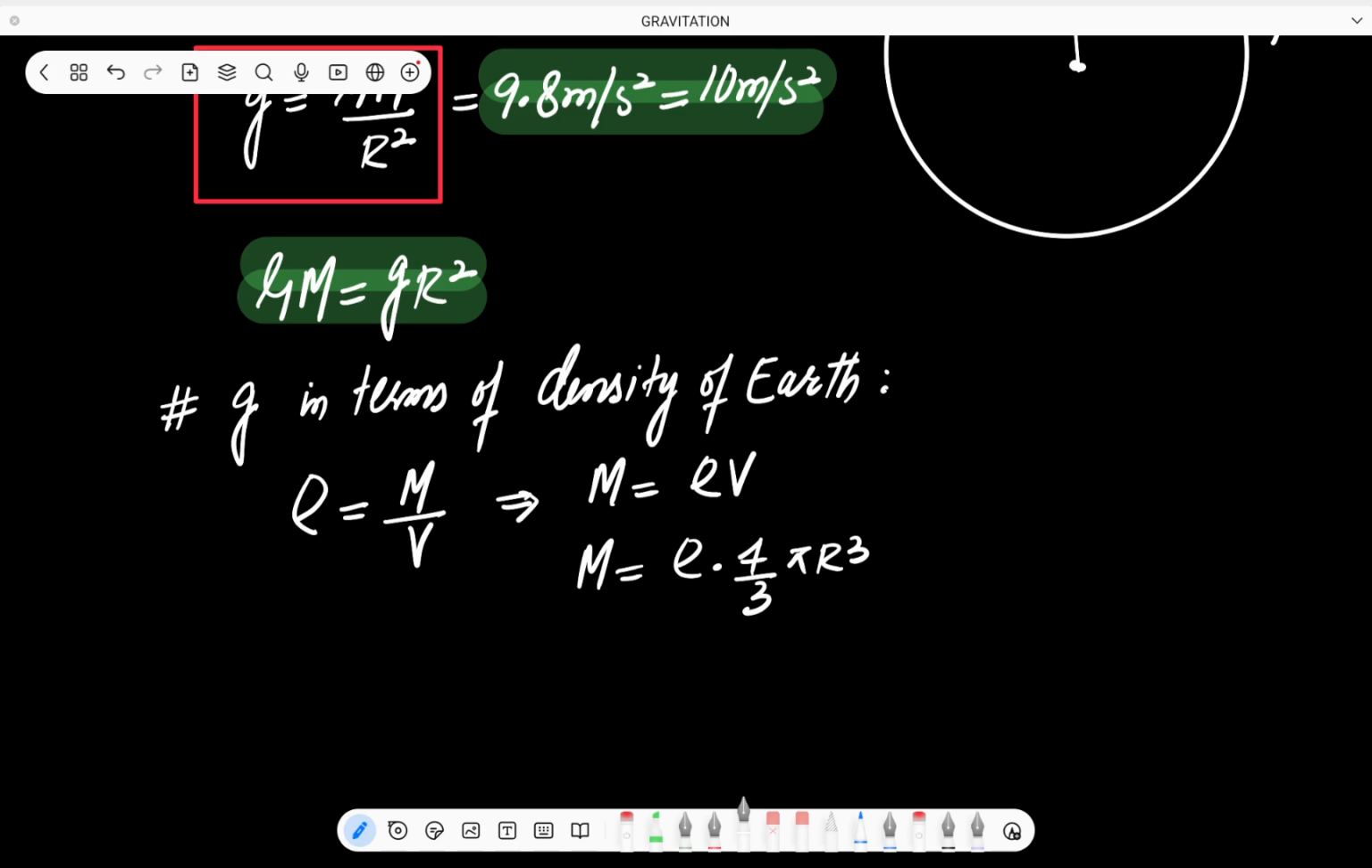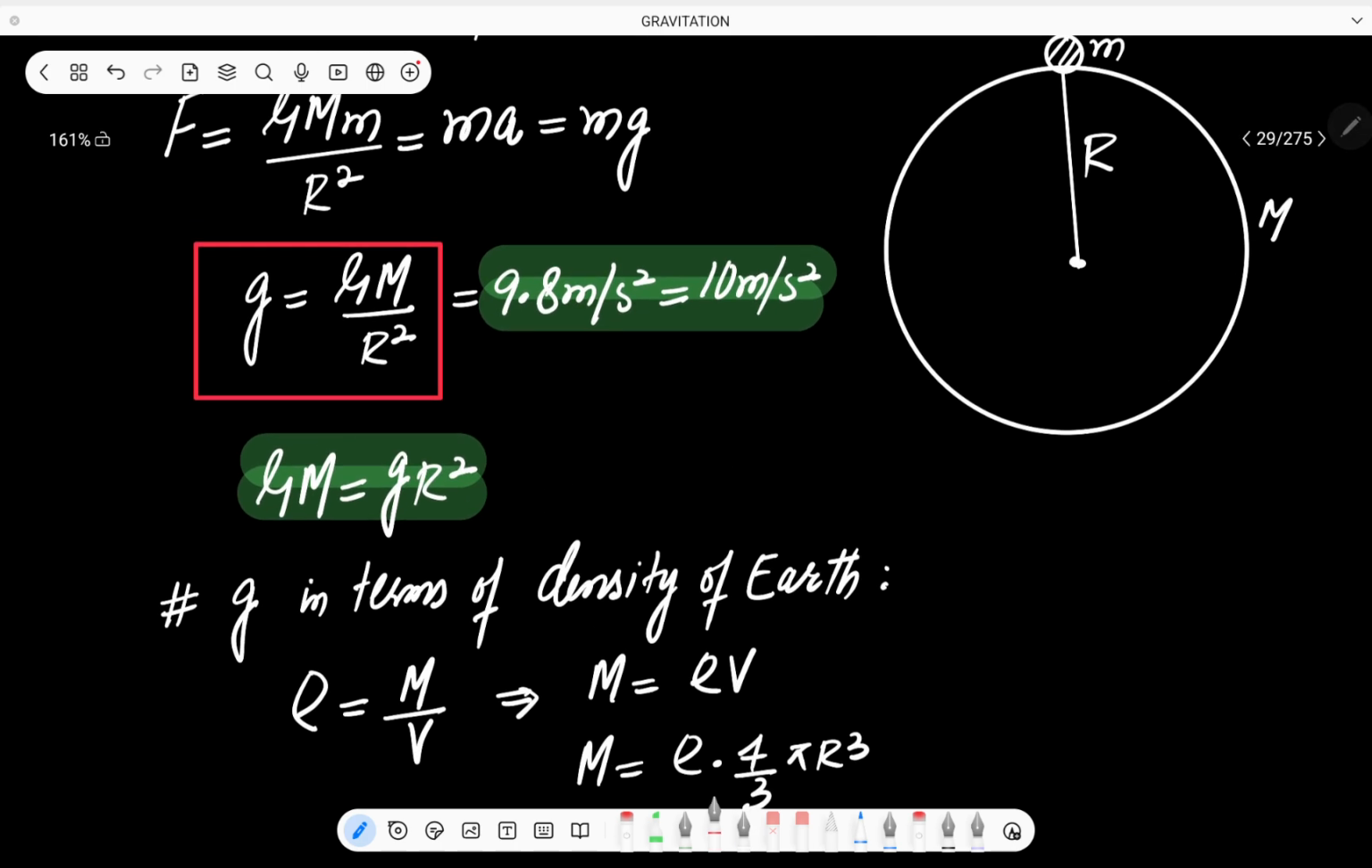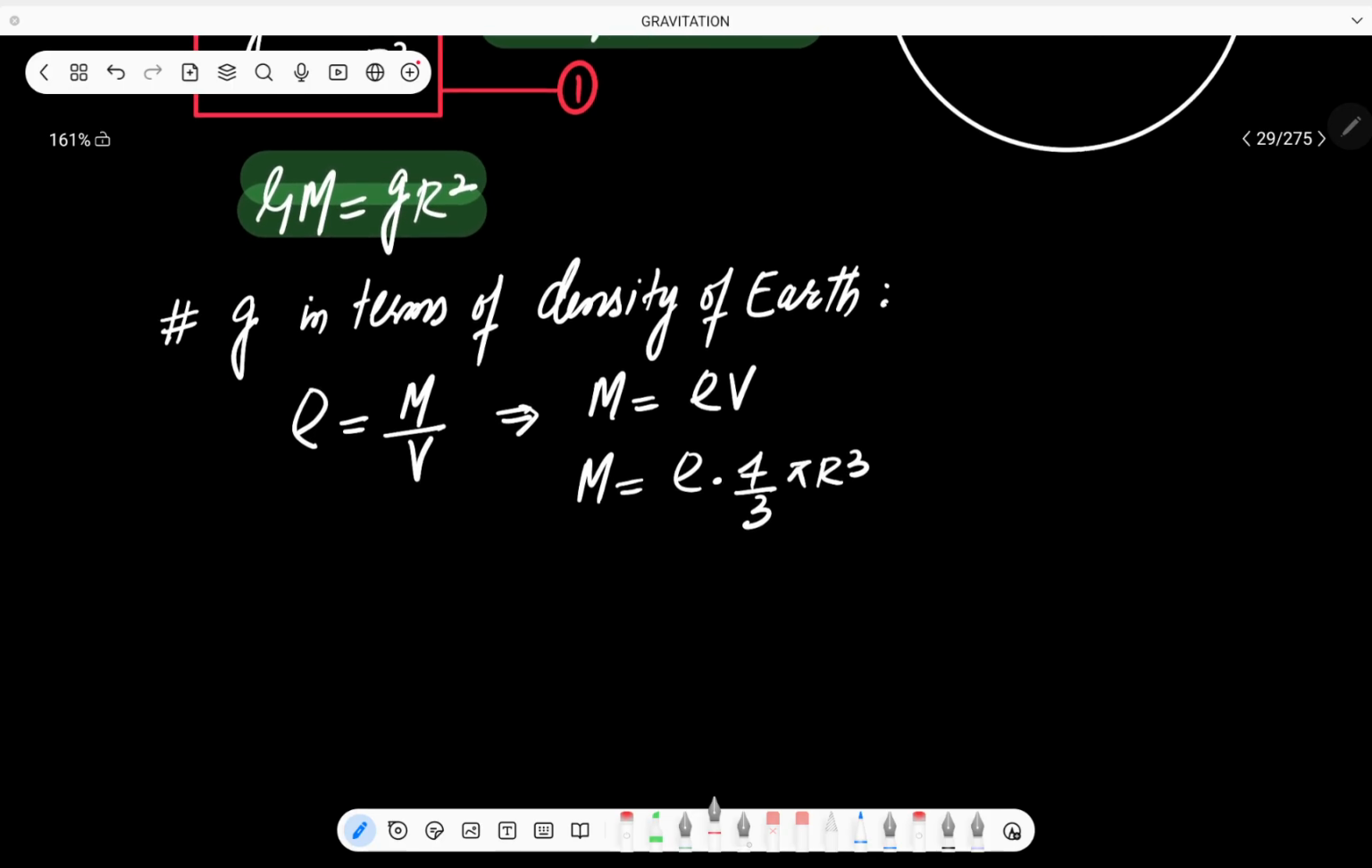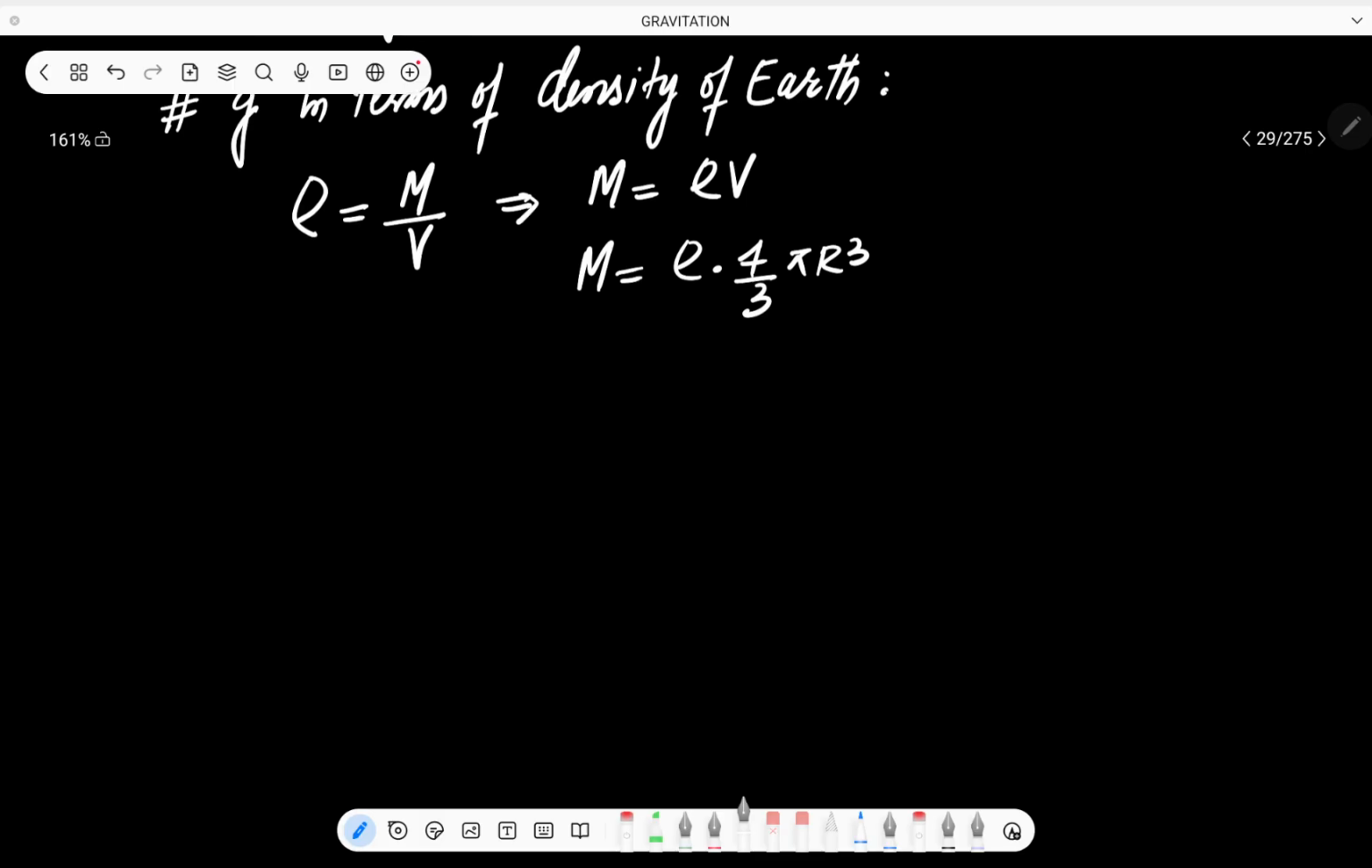Now we can easily put this equation in the equation number first, which is this one. This is our equation number first. We'll have one more equation for the acceleration due to gravity. That's something like this: g equals G M divided by r square.